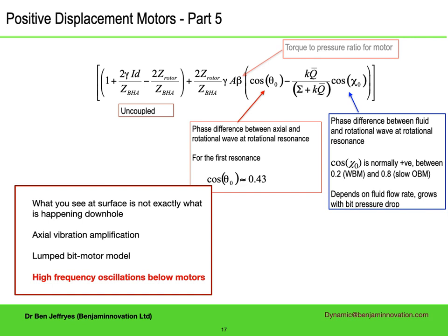After looking at how motors can amplify axial oscillations and how to model reflections from the bit and motor together, I move on to high-frequency torsional oscillations below motors and show how they can be affected by factors such as the type of motor and the flow rate, including formulae such as that shown.